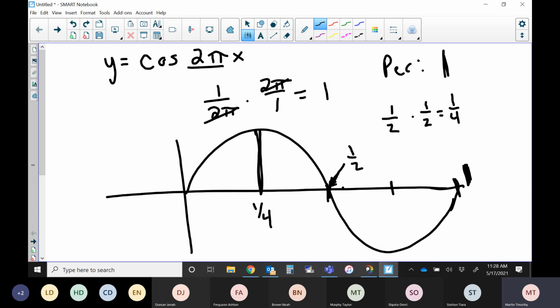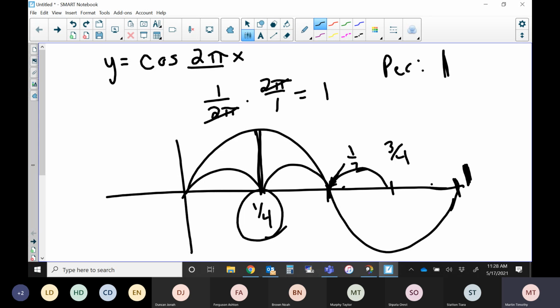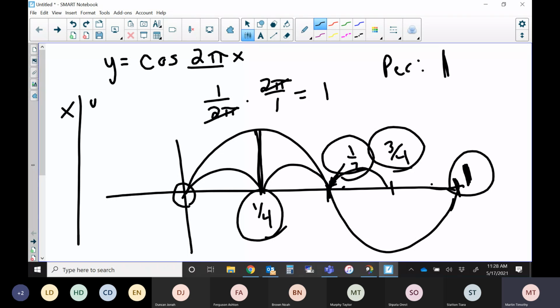Where would be the halfway point between 1/2 and 1? Count by 1/4. 1/4, 2/4, so 3/4. So these would be my x's that I would plug in. So if someone asked me to graph this, the x's I'd plug in are 0, 1/4, 1/2, 3/4, and 1.